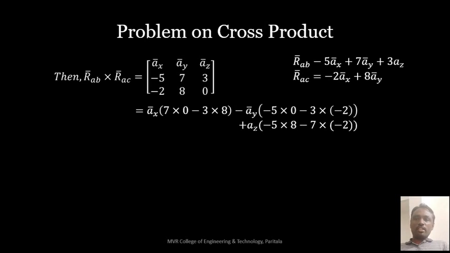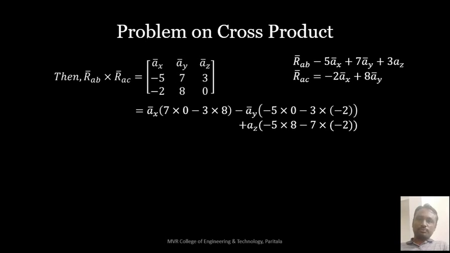So you can identify the determinant for this. It is easy. If you want to identify the product of AX, we need to close the column of AX as well as the row of AX, and the first element will have plus sign. So plus AX into 7 into 0 minus 3 into 8. For the second element, the sign is minus. Again the same, AY column and AY row, so minus into minus 5 into 0 minus 3 into minus 2. Next, we need to close the column of AZ as well as the row of AZ, so that it was minus 5 into 8 minus 7 into minus 2. This is the way you can identify the determinant. You already know it.